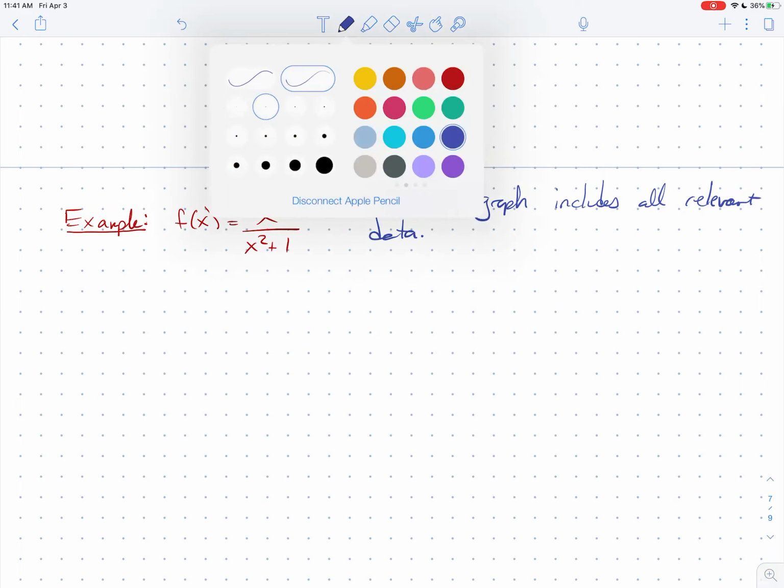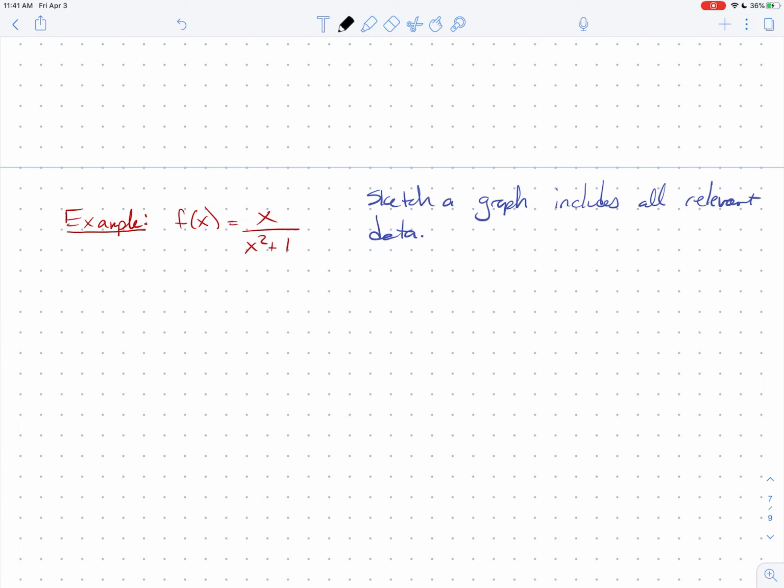And just a couple of things. When you're sketching these, you really want to have your mind fully on and pay attention to whatever details you can note. These details might help you. So for example, before I think about anything with the first derivative test or the second derivative test, I'm just going to approach this from a very basic perspective, and I'm going to realize that f of minus x is minus x over minus x squared plus 1. That's minus x over x squared plus 1, which is minus f of x.